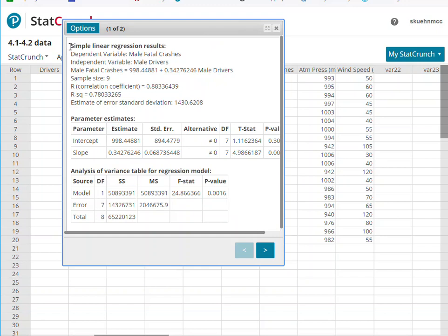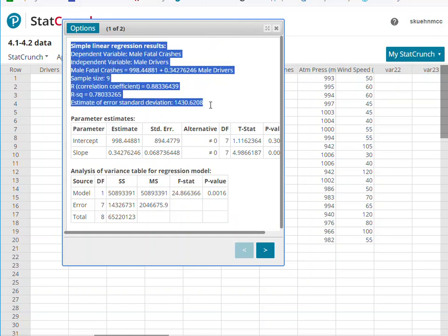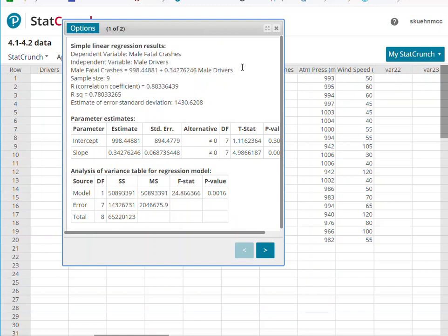You'll notice that here in the center is all the information we should have recognized from previously, but in this one line here is going to be the equation that we're looking for. We have male fatal crashes is equal to 998.45 plus 0.343 times our male drivers.